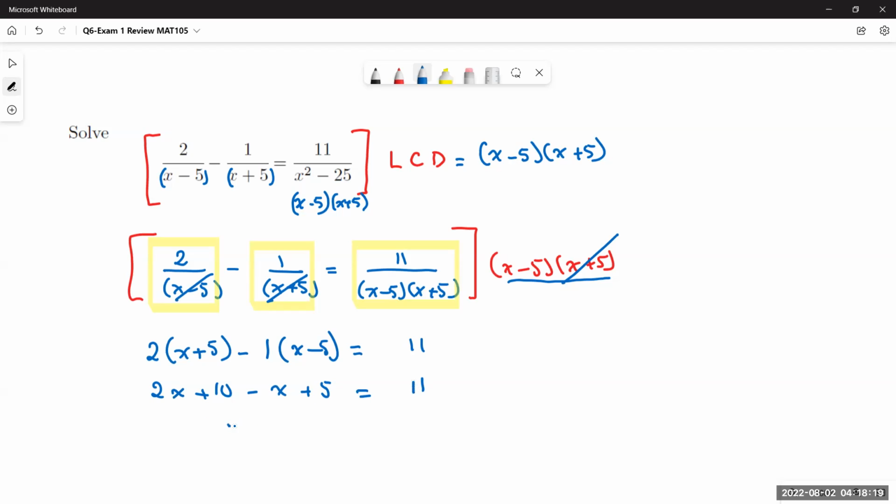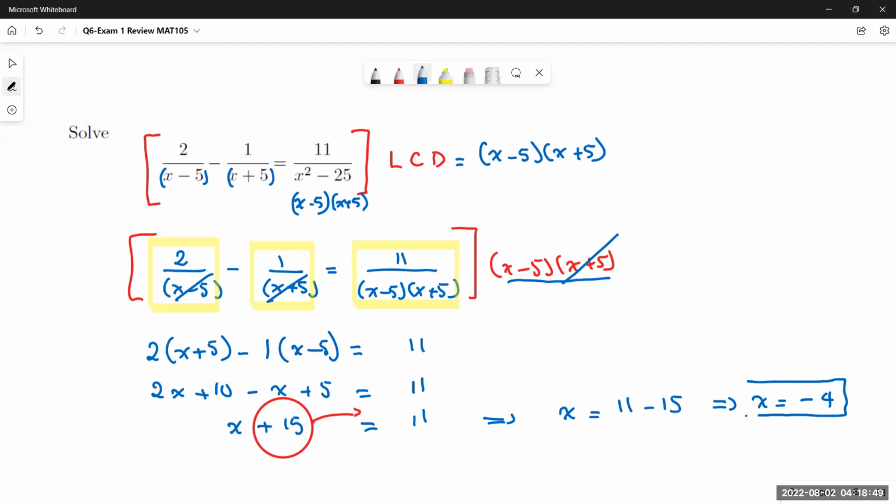Group the x's. So this is going to be x plus 15 equals 11. And finally, if you solve it, this x is going to be 11 minus 15. If I bring the plus 15 to the other side, it becomes minus 15. And finally, my answer should be x equals minus 4. Now, this is not quite the answer yet. We are not sure whether it's the correct answer or not. We always need to check.